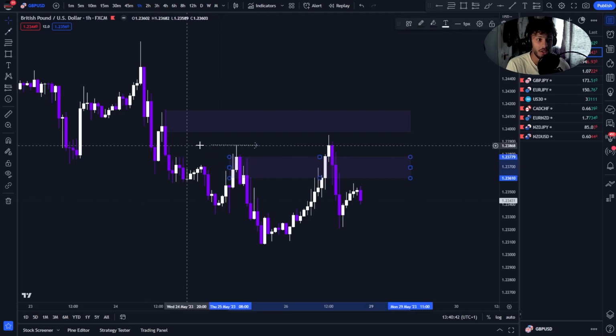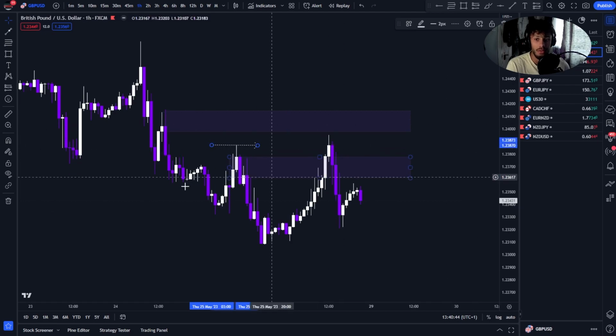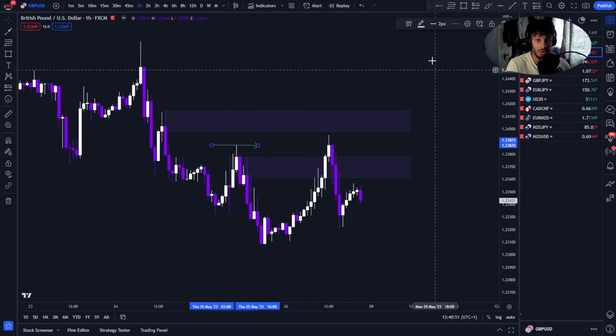Okay, so I like to see inner liquidity usually being cleared before taking a trade. This essentially is an inducement, acts as sponsorship liquidity for my move down. So this is what I want to see. And this was my inner liquidity. This was a great setup.